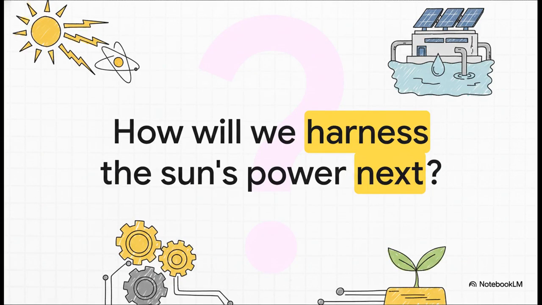So we've gone from a single photon knocking an electron loose all the way to giant power plants making fresh water. It's been an incredible journey. So I'll leave you with this question. As this technology gets even better, even cheaper, and more advanced, what new problems are we going to solve with the simple, immense, and beautiful power of the sun?